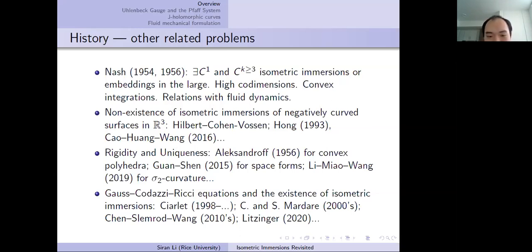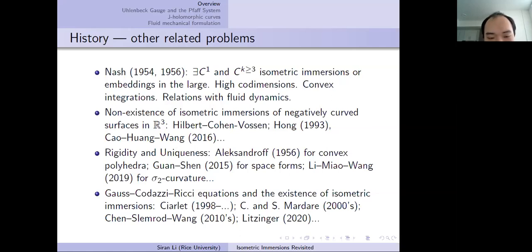So Guan and Shen proved the rigidity in this case, and there is also a recent work by Chunhe Li, Pengzi Miao and Zhizhang Wang. They proved certain rigidity results for the so-called extrinsic scalar curvature, also called the sigma-2 curvature, for isometric embeddings of two-spheres, the Weyl problem, but into a warped product space. So that's the rigidity and uniqueness.